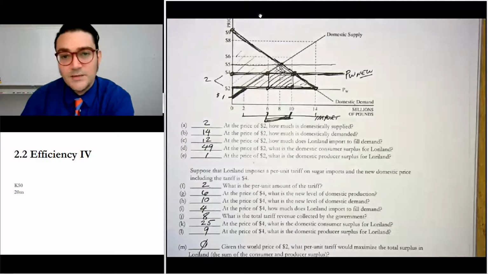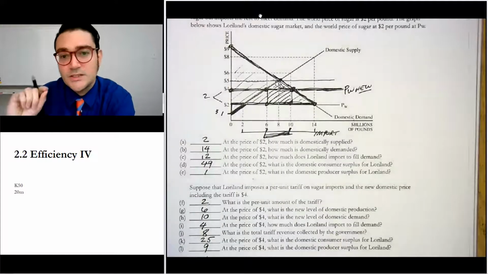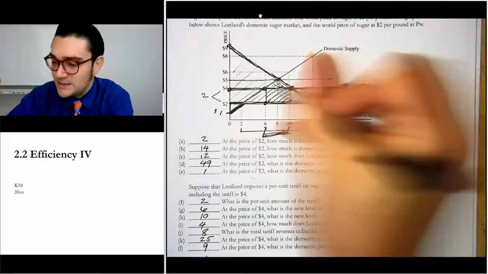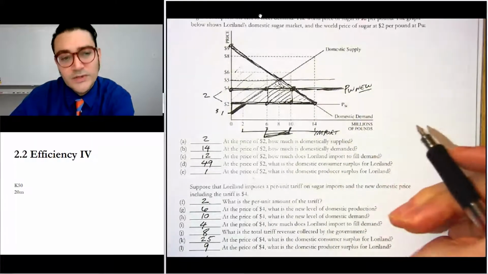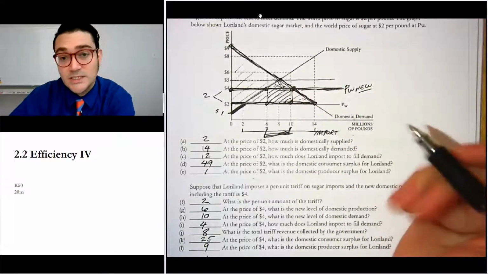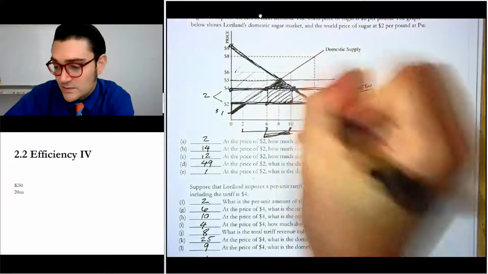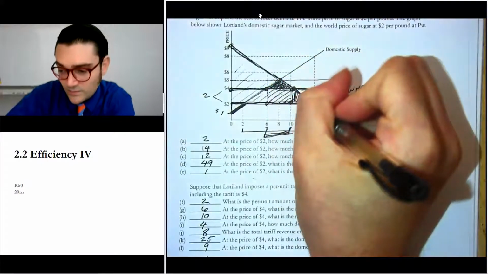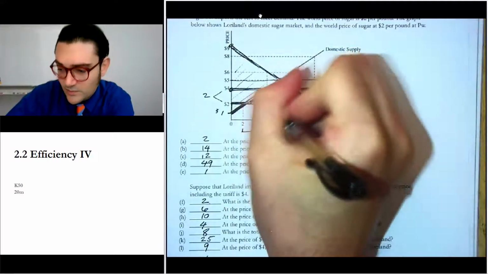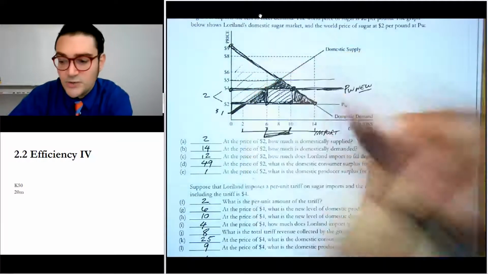Now, one last thing about this graph that I want to show you is once the tariff is in place in this picture with PW new, there's deadweight loss because there are transactions that aren't happening. And the deadweight loss is here, here, and here. It's these 3 triangles.